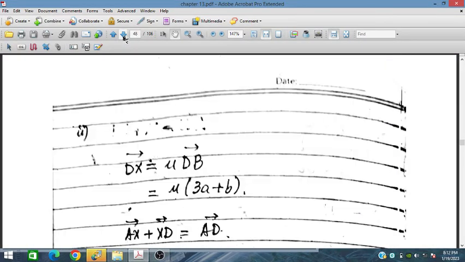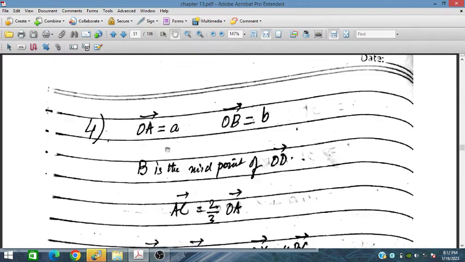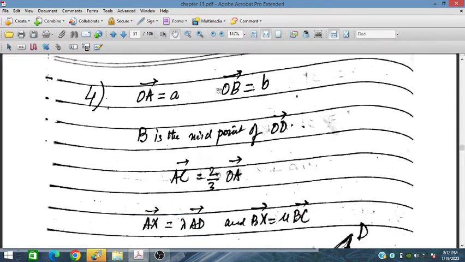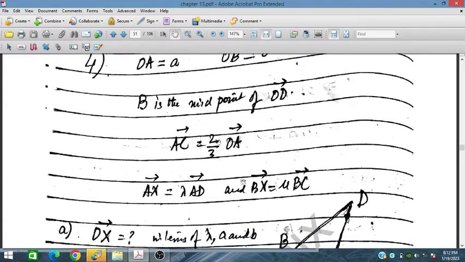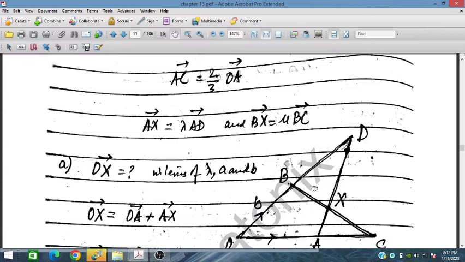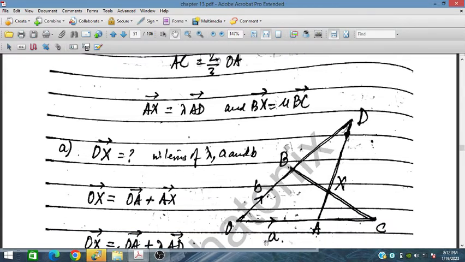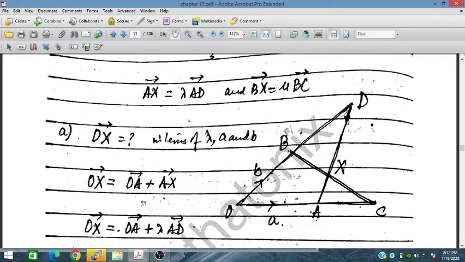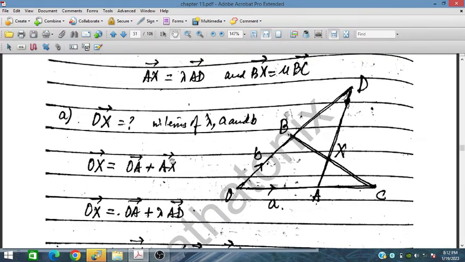So let's solve this question 4. We are given OA is equal to a, OB is equal to b, B is the midpoint of OD, AC is equal to 2/3 OA, AX is equal to lambda AD, BX is equal to mu BC. We have to find OX. So OX is equal to OA plus AX, and in place of AX we can write lambda AD.